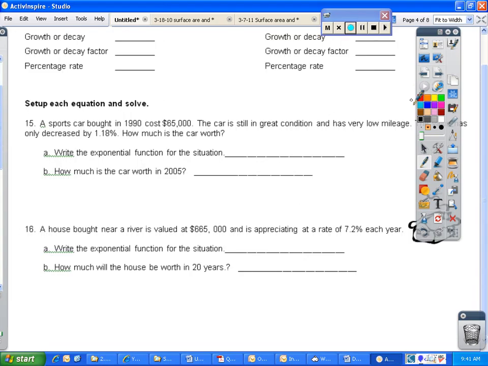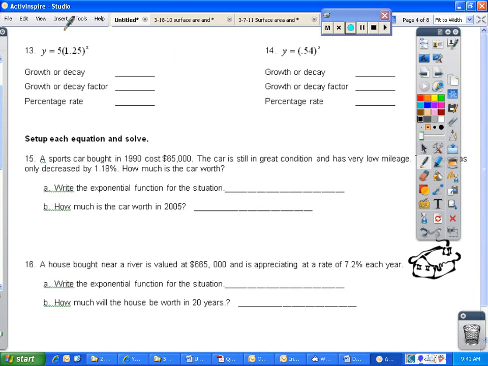Going on to number 13. 1.25, you know that means that this is growth because it is more than 1. The actual factor is the 1.25. And you have to ask yourself, well, what do I add to 1 to get 1.25? Well, I add 0.25, which is equal to 25%. And that is the actual percentage rate.